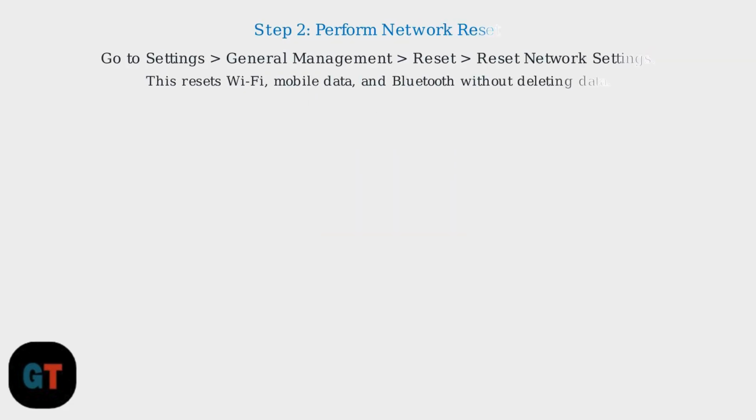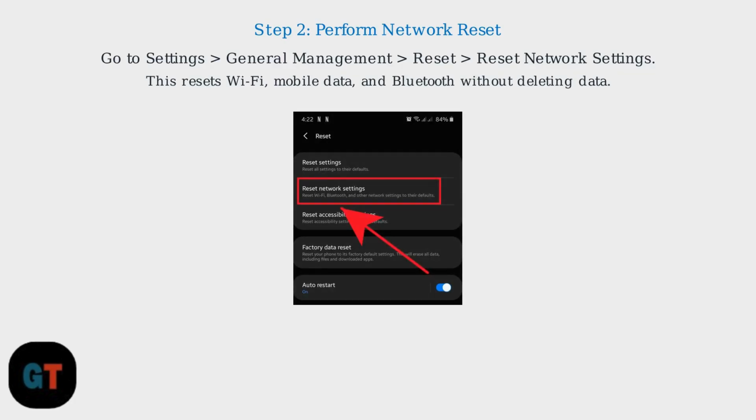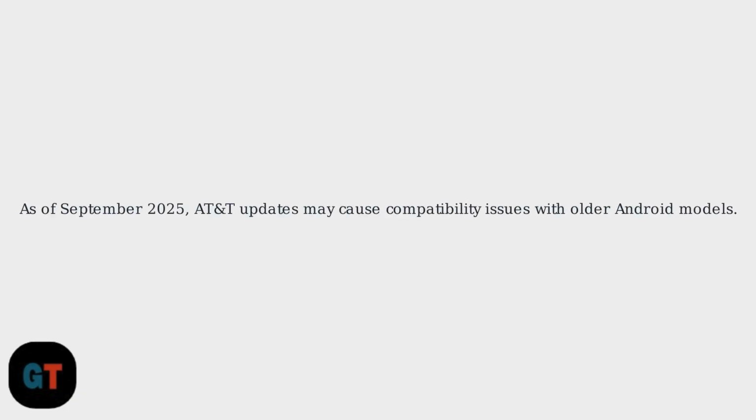Next, perform a network reset by going to Settings, then General Management, then Reset, and finally, Reset Network Settings. This will reset Wi-Fi, mobile data, and Bluetooth connections without deleting your data. As of September 2025, AT&T has rolled out network updates that may cause compatibility issues with older Android models.